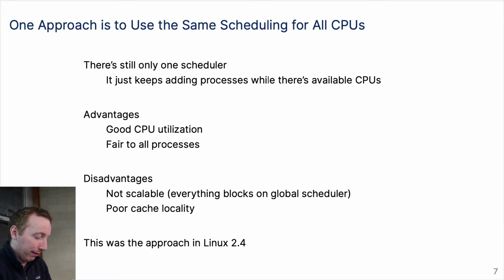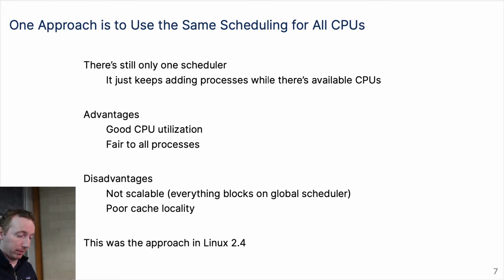Some advantages of this are that it's got good CPU utilization. I'm trying to feed all the cores as fast as possible. It's pretty fair to all the processes, but it's also not super scalable since everything blocks on the global scheduler. Since we know about locking now, this queue would have to be managed by the kernel. And because all CPUs are using it, you can just assume that the queue would have to be protected by a mutex. So it essentially makes it only single-threaded.